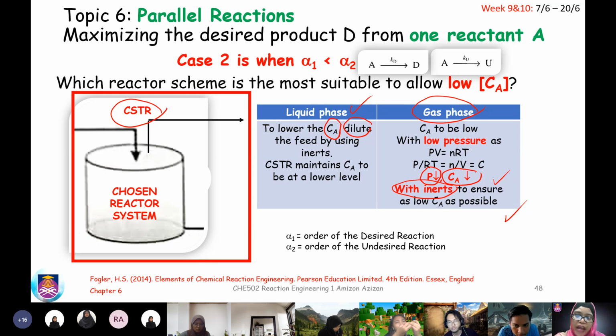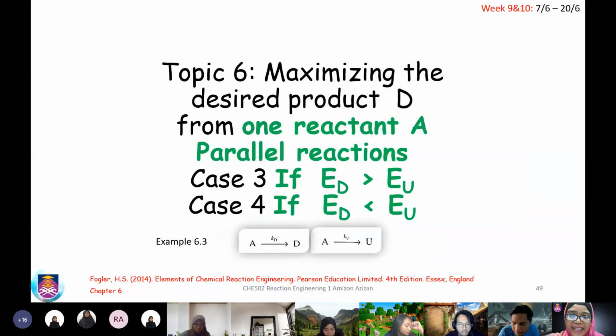It should not react together. That's the purpose of diluting it. So in this case, the best reactor scheme for case number 2 is the STR. All right, so we are going to go to the next case.